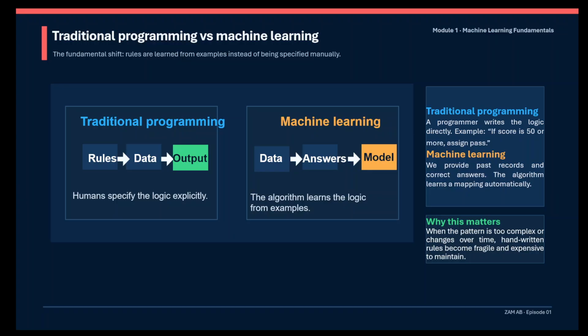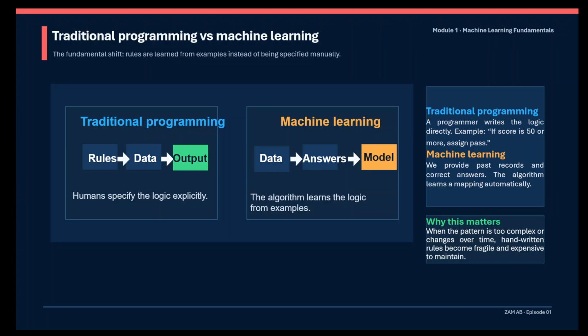In traditional programming, the programmer writes the logic directly. If the score is 50 or more, it assigns pass. So this is a simple rule. Machine learning does not provide these specific logic or rules on the basis of which the output will be generated. In this one, we provide past records and correct answers to the machine learning model. The algorithm learns a mapping automatically.